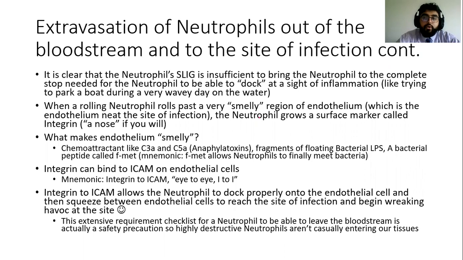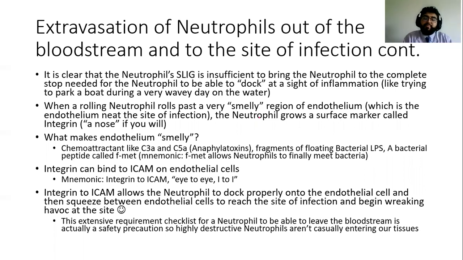But this is the neutrophil still moving. You need the neutrophil to stay still so it can dock in a place so that it can move in between the endothelial cells to get to the site of infection, which is outside the blood, right? What caused the endothelial cell to get stressed to begin with? Something outside, right? Therefore, there's a smelly region of the endothelium, specifically parts of endothelium that are near the infection site. So you can imagine there's a lot of chemoattractants in this area, right? Like C3a, C5a. Remember the anaphylatoxins?